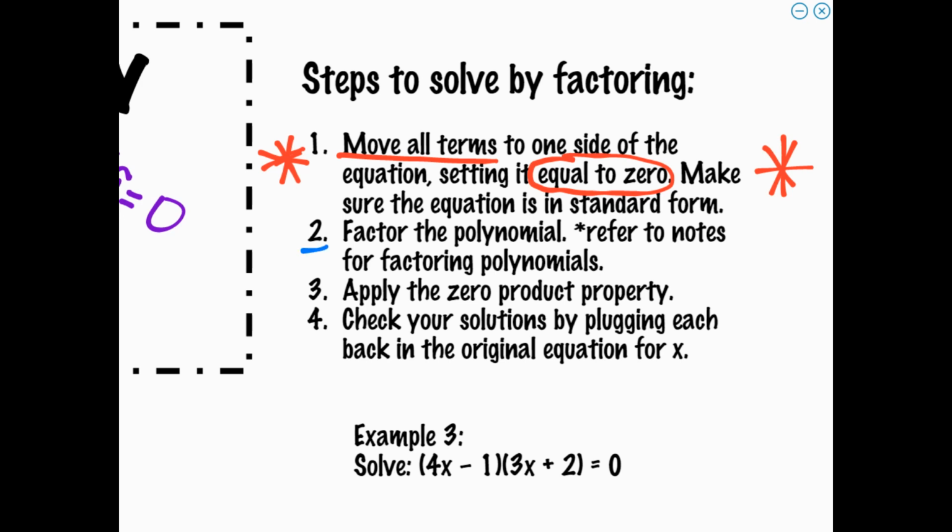Step 2, after you've set it and made it equal to 0, then you're going to factor. Factoring is what I just reviewed really quickly, to factor the polynomial. Then the third step is to apply the zero product property. And I will show you what that means in just a moment. The last step is to check your solution. That's always a good idea, to check your solution. Substitute it back in and make sure that you actually get 0 in your original problem.